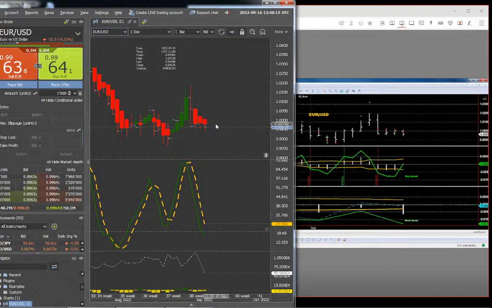Our weekly, still in a weekly sell. You can see here on the daily on Forex, the green line's been underneath. It's got the four reds. You know, there's pressure on the euro there.